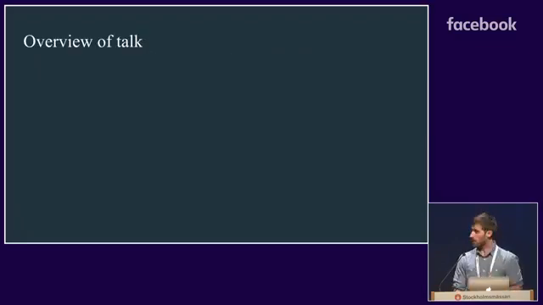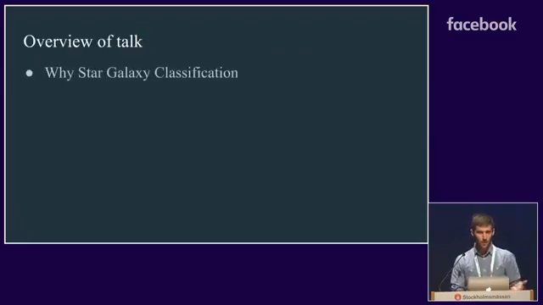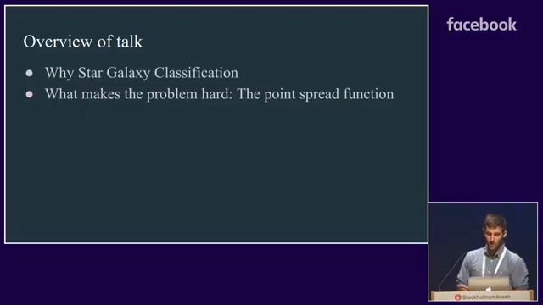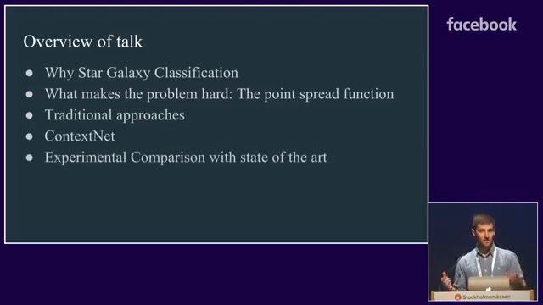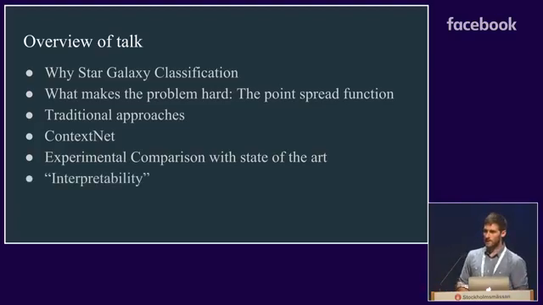Okay, so just a quick overview of the talk. I'm going to talk about why do star galaxy classification, what it's used for, why it's important. I'm going to talk about what makes this problem hard. Basically, it comes down to atmospheric turbulence. And I'm going to talk about traditional approaches. So how have astronomers been solving this problem for decades? And then I'm going to talk about how could deep learning be applied to maybe do better at this problem. I'll give experimental results, compare it to the state of the art, and then I'll attempt to explain some of the predictions that our model is making.